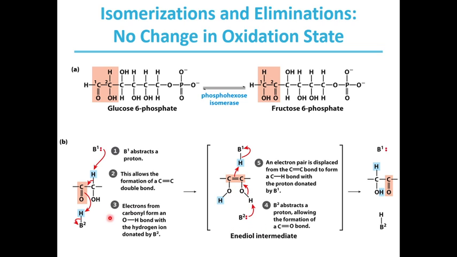Now, the acid that originally donated a proton to the carbonyl acts as a base by abstracting the proton from the adjacent hydroxy. And that pushes the bond inside and results in proton abstraction of this enediol double bond from the original base, B1. This results in the formation of fructose 6-phosphate. As you can see, this is kind of an isomerization elimination reaction where there is no change in oxidation state.